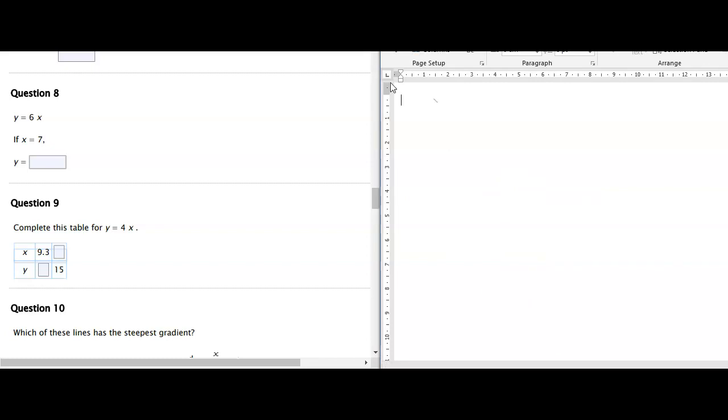Okay, what are we up to? Number 8. Okay, so y equals 6x. So if x equals 7, well, that's a terrible 8 though, isn't it? y equals 6x. x equals 7, so y equals 6 times 7. So 6 times 7 is 42.